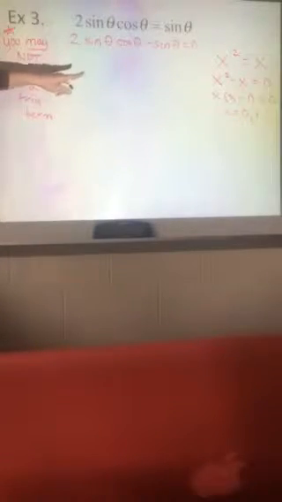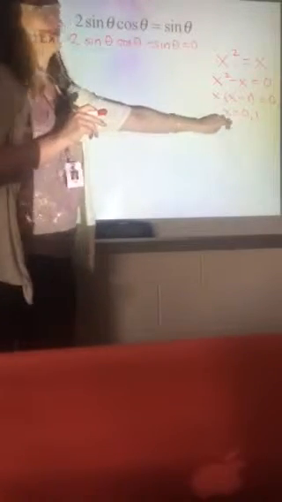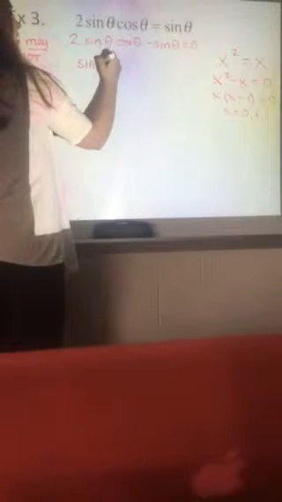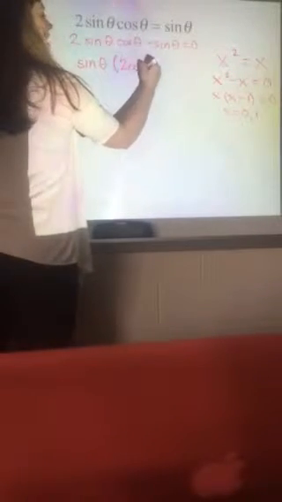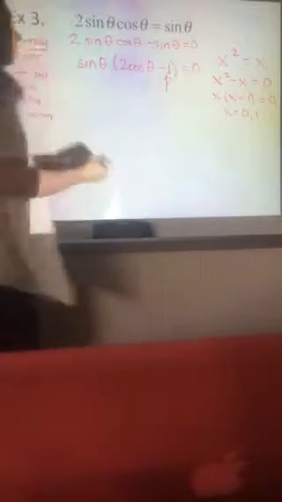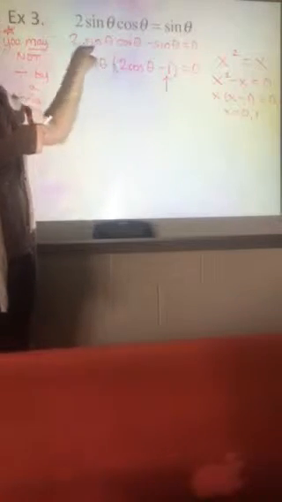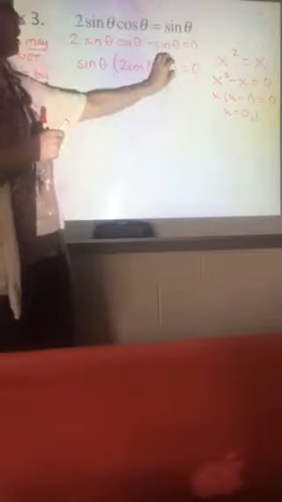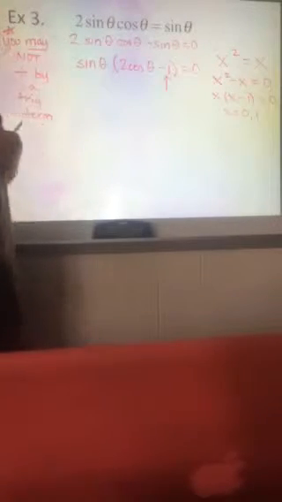Like the regular algebra problem on the right, what can I factor out from my trig equation? Sine. I'm going to take a sine theta out front. 2 cosine theta minus 1 equals 0. I'm going to draw an arrow here. Don't forget the minus 1. Think about if you multiply back, you have to get what you started with. Distribute. If you forget the 1, it's not going to be the same value.